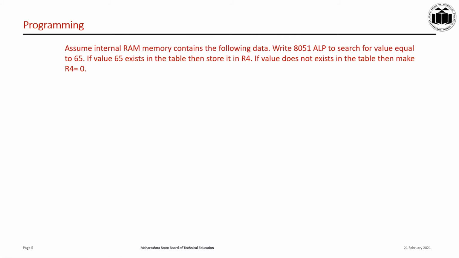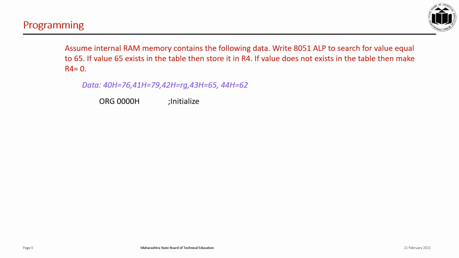Next program is to find the value equal to 65H in the given data. If 65H appears, then store it in register R4, and if the value does not exist, then make R4 equal to 0. The given data is: memory location 40H contains 76, 41 contains 79, 42 contains 86, 43 contains 65, and 44 memory location contains 62.